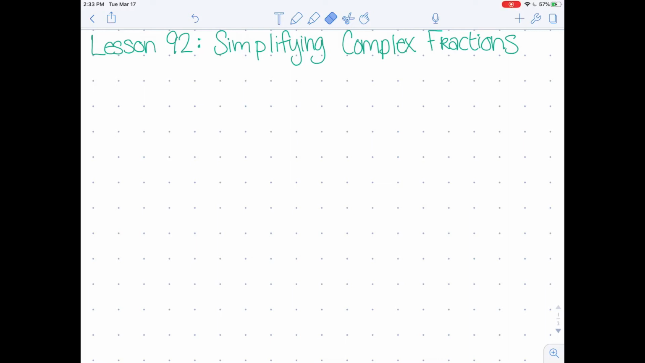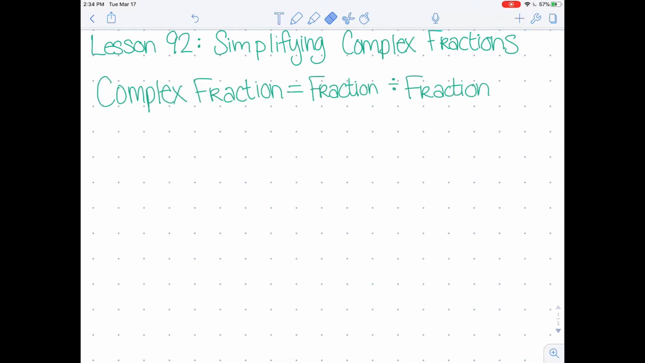Alright, I'm back. Lesson 92, simplifying complex fractions. Basically, all a complex fraction is a fraction divided by a fraction. Now, I know when we get letters involved, we tend to get scared, but hang in there. You're going to be able to do this, I promise.